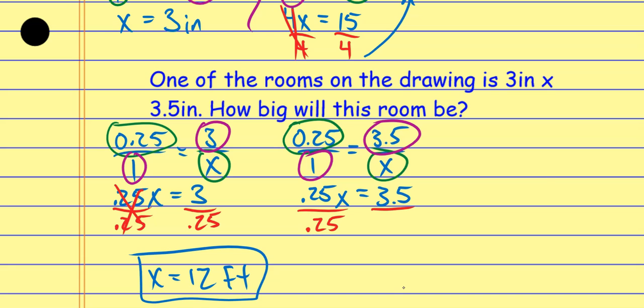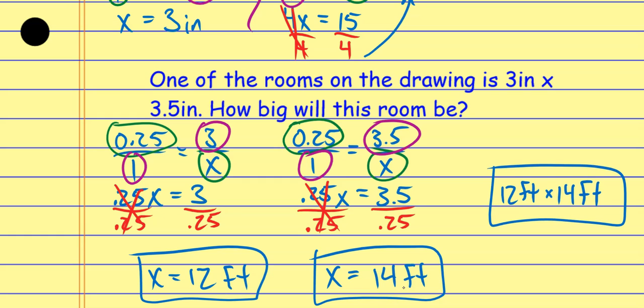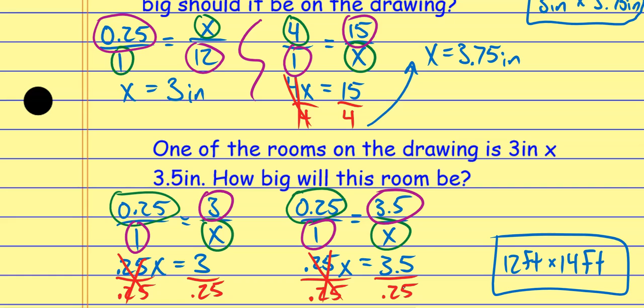Now I divide each side by the 0.25. So again, over here these cancel, so I'm left with the x. Over here, once again, that's a job for my calculator. And it looks like I get a 14. So 14 feet. Okay? So in reality, this room's going to be 12 feet by 14 feet. Okay? And keep in mind, once again, I used that ratio of 0.25 over the 1. We could have just as easily used this other ratio of 4 over 1. Okay? So if you like that ratio better, you could easily use that ratio of 4 over 1.